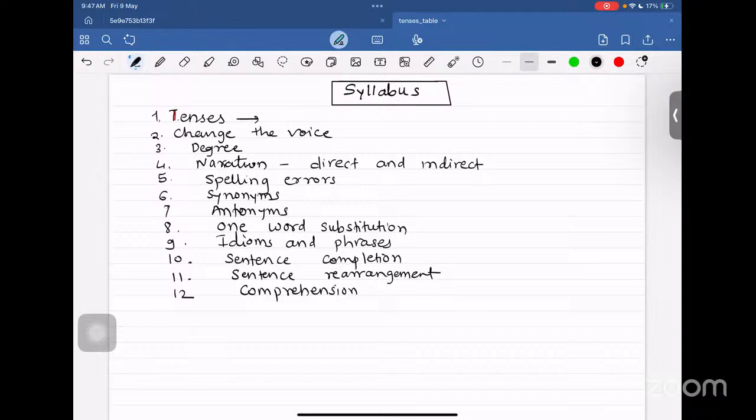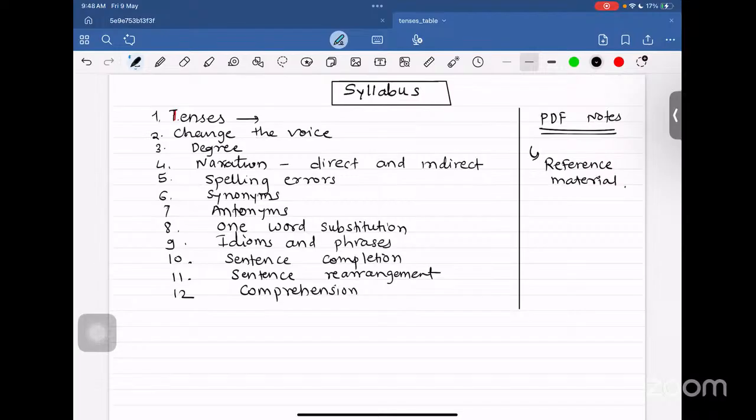I will also be sharing the material in PDF form. PDF notes will be provided to you of all the lectures, and apart from that, reference material will also be provided. And apart from that, a mock test. So you need to refer to all of this: PDF notes, reference materials, and the mock test.